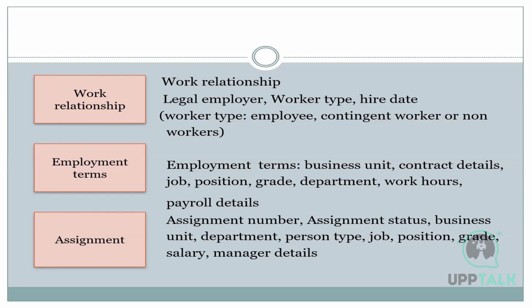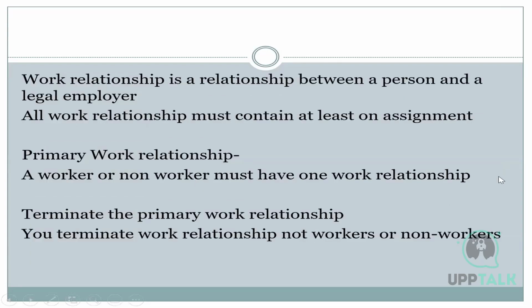And a work relationship is called legal employer, worker type, hire data, employee, contingent worker, non-workers. So all these things can create a worker or a non-worker, and that is called a work relationship. Okay, a work relationship is a relationship between a person and the legal employer. Between the person and the legal employer. All work relationships must at least contain 1 assignment.